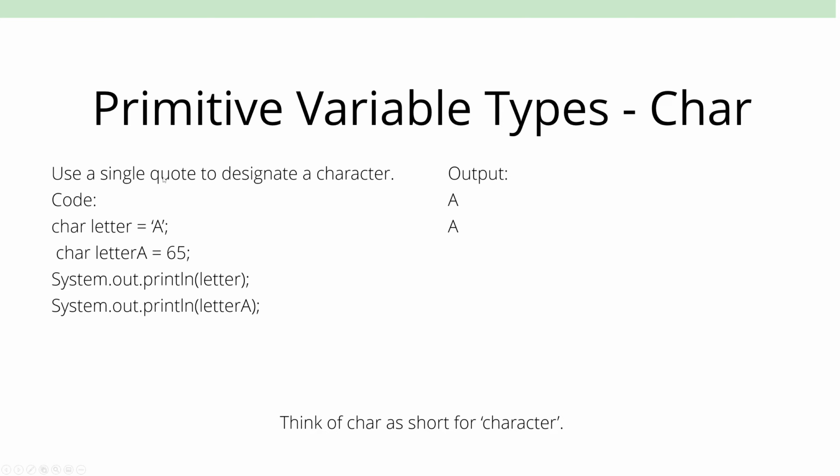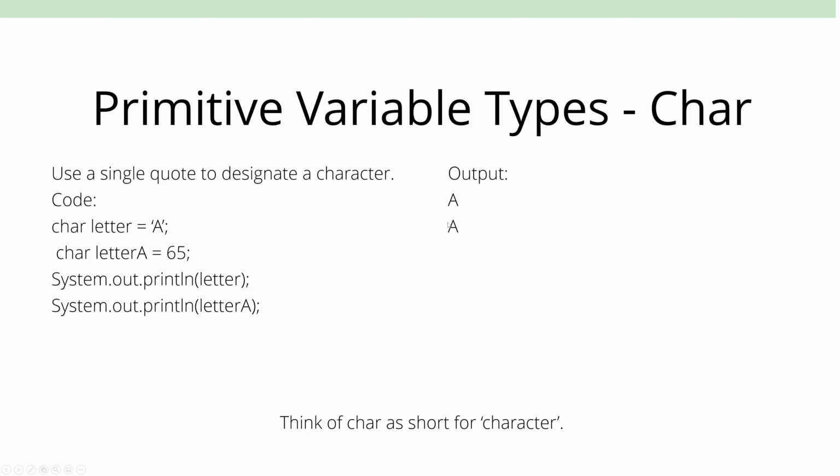So to designate a character, you use a single quote or the apostrophe. For example, you have the variable type, variable name, assign value, and we have the capital A inside of the apostrophes. And then we declare another character variable called letter A, and we assign the number 65. And when we print out both of them, when we print out letter, we get a capital A, and when we print out letter A, which has the value 65, we also print out a capital A. Wait, what's happening?